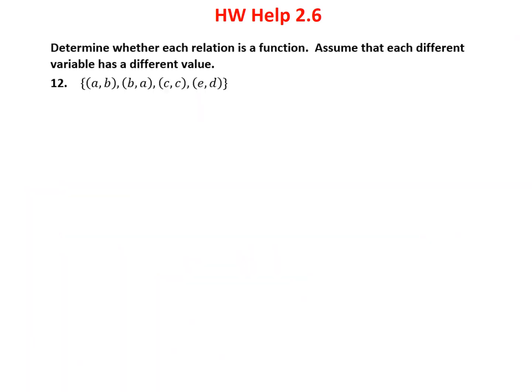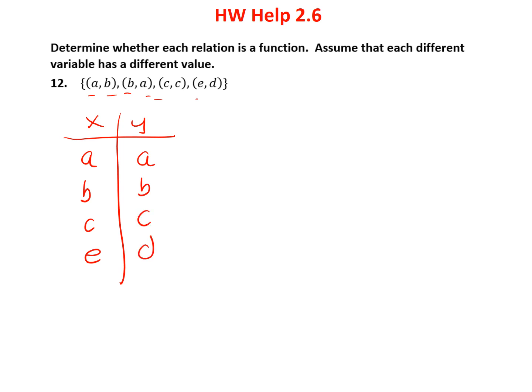The last problem, we can work like problem 1. Let's make a table and just match them. So notice if I make my X and my Y, I have A, B, C, and E. So my X's are A, B, C, and E. My Y's are B and A, C and D. So A, B, C, and D. Just put them in alphabetical order. And now let's map them.